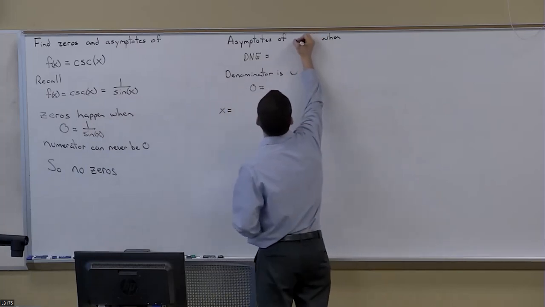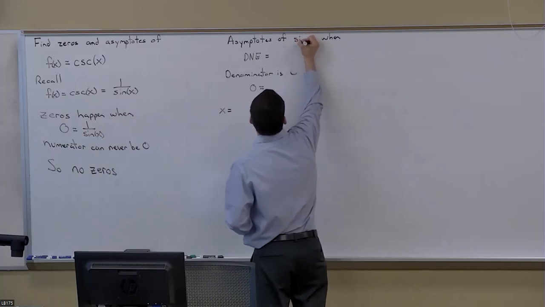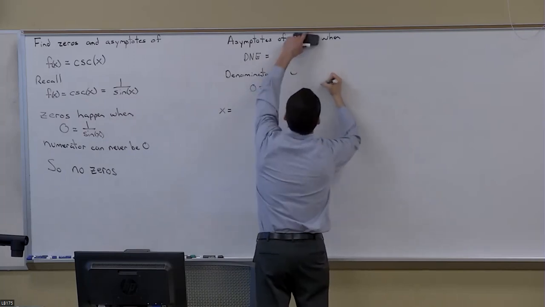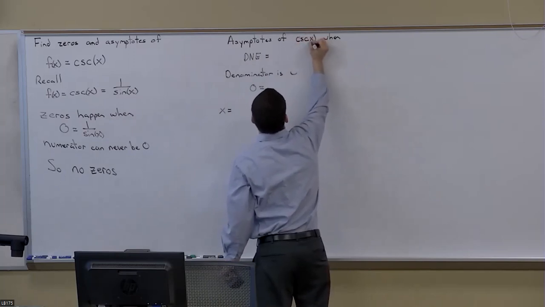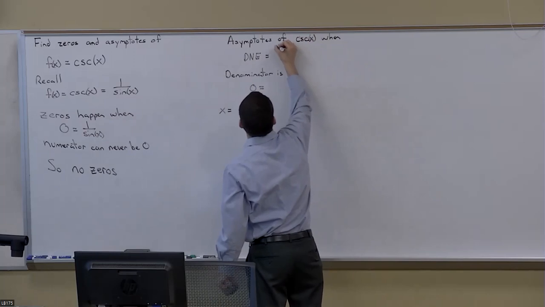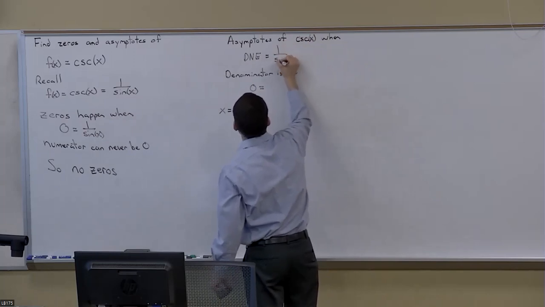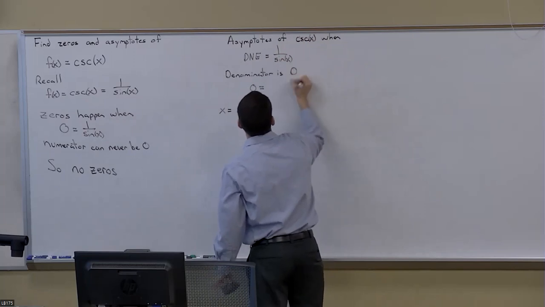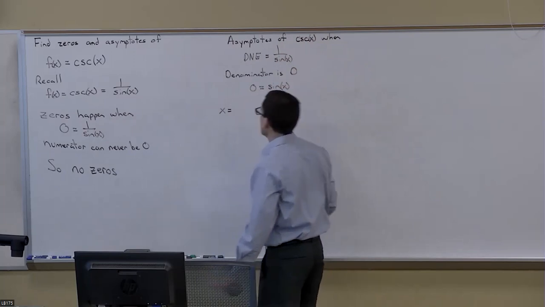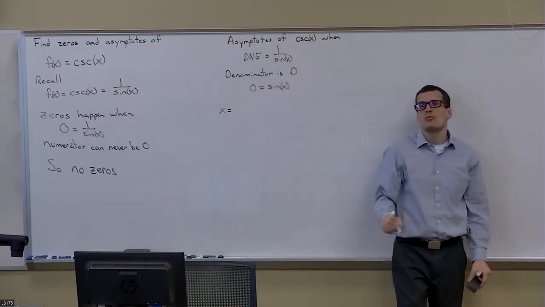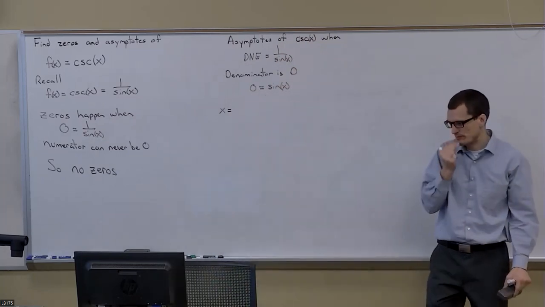Asymptotes are a different thing. Asymptotes in the cosecant happen when that fraction 1 over sine of x doesn't exist. And so we're saying asymptotes happen when the sine is 0.